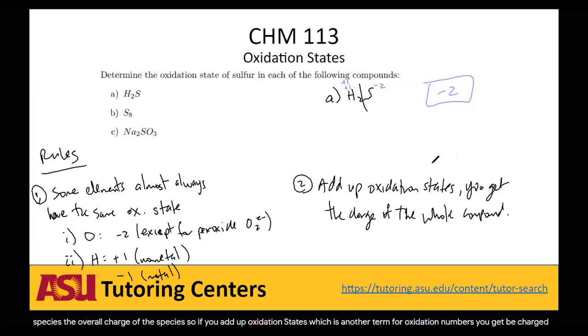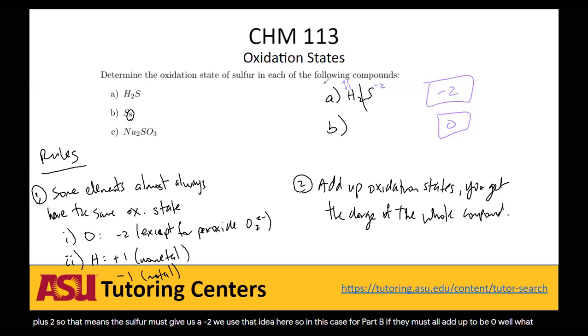And we did that, we used this idea up here in part A, right? We said the overall charge is 0. The hydrogens give us a +2, so that means the sulfur must give us a -2. We use that idea here. So in this case, for part B, if they must all add up to be 0, well, what number added up 8 times is 0? The only number is 0. So the oxidation number must be 0.